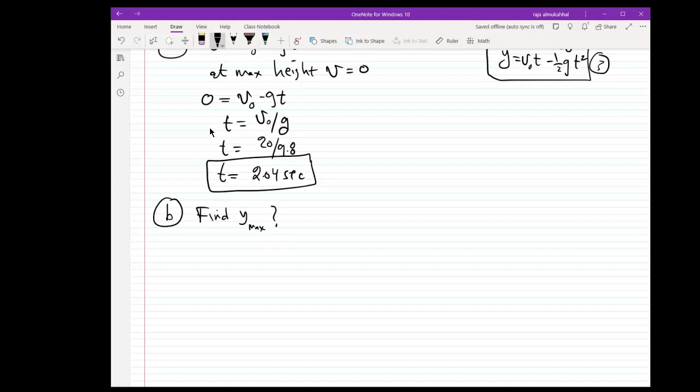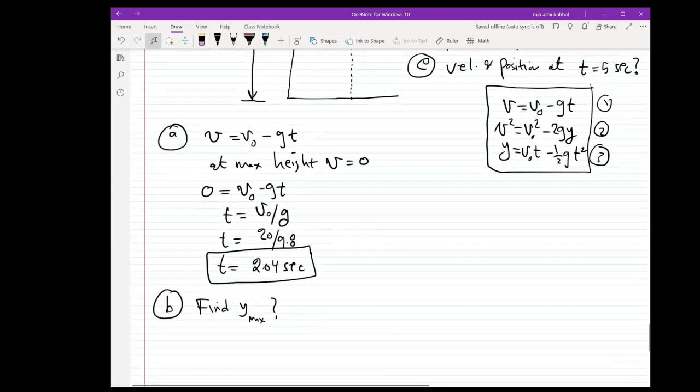So which kinematic equation do I use? The logical one would be the third one right here. If I put in the time right there to be 2.04, that will give me the maximum height. Make sense? So let me do that.